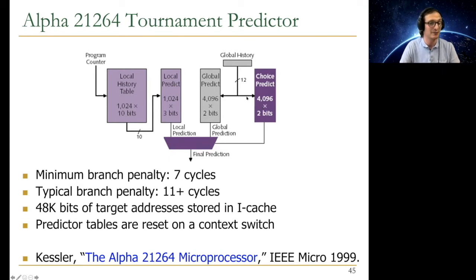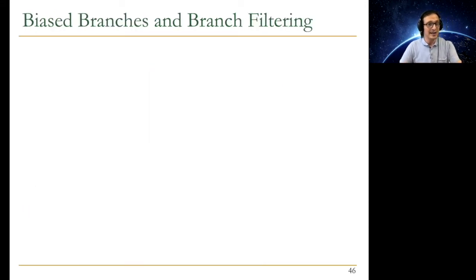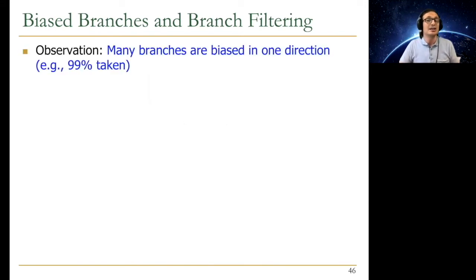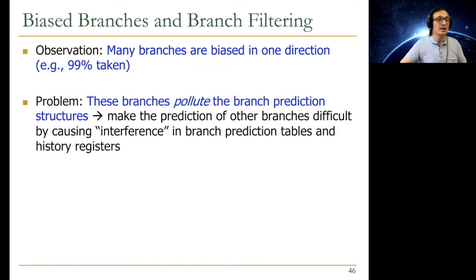And this is not where we ended. Remember, this is the 1990s. We're going to talk about the 2000s and later. But one thing I should also talk about is biased branches and branch filtering. It turns out many branches are biased in one direction, for example, 99% taken. The problem we see with these sorts of branches is that they pollute the branch prediction structures. What does this mean?